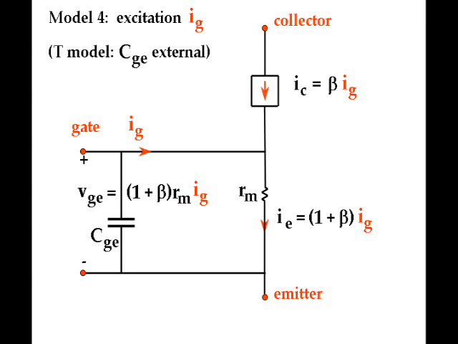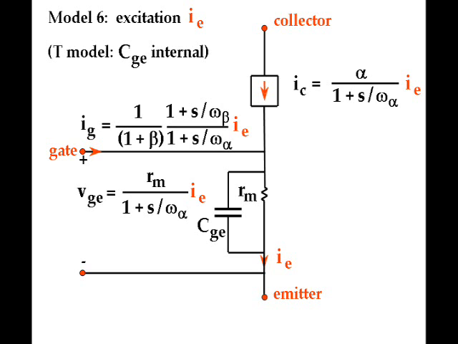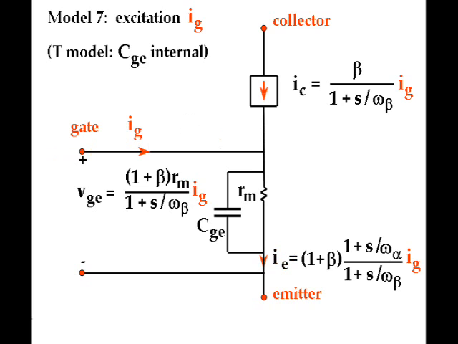The manipulations of the T model can be repeated with the capacitance CGE included, or internal, as in models 5, 6, and 7. The currents in the three legs of the T still have fixed ratios, but their ratios are frequency dependent and are conveniently expressed in terms of the alpha and beta cutoff frequencies. For frequencies below the beta cutoff frequency, these models, of course, revert to models 2, 3, and 4.